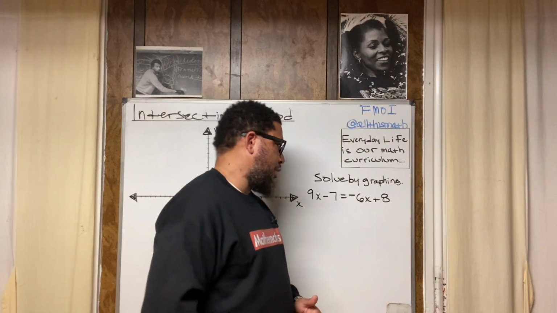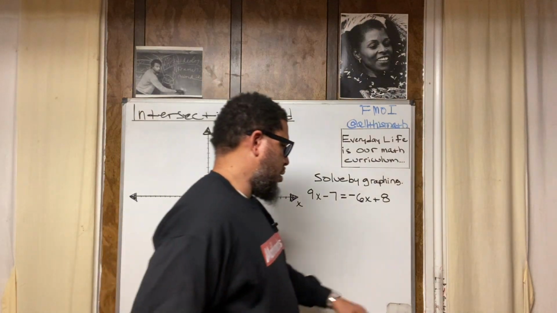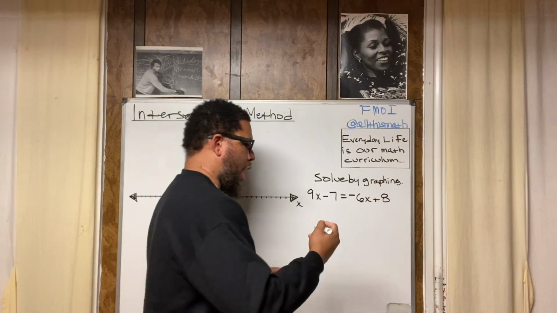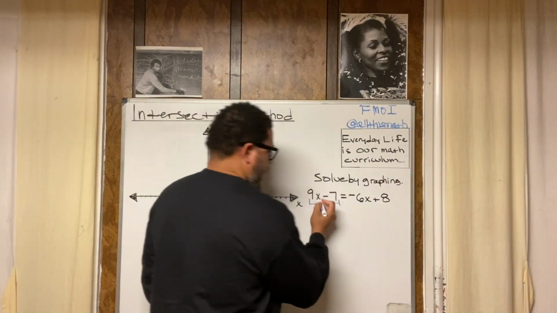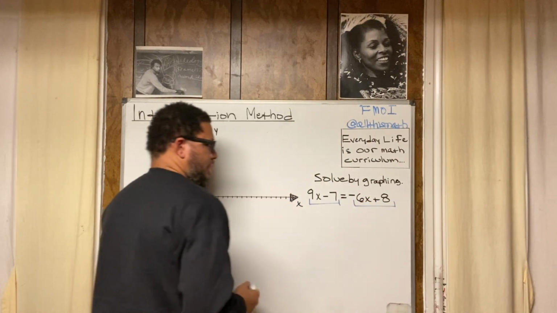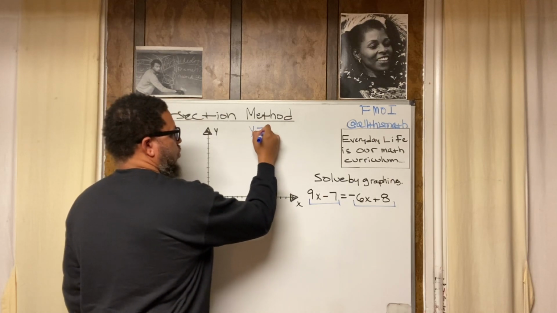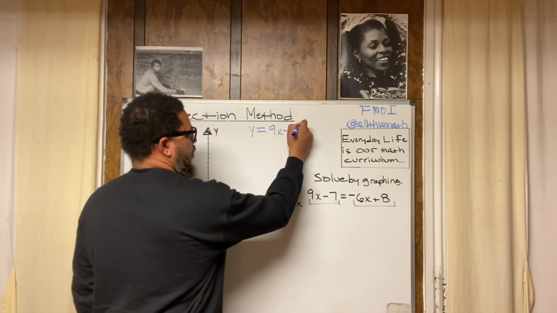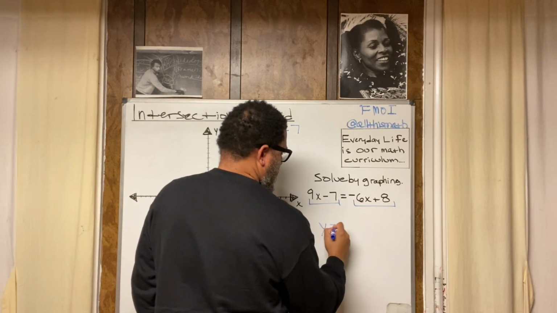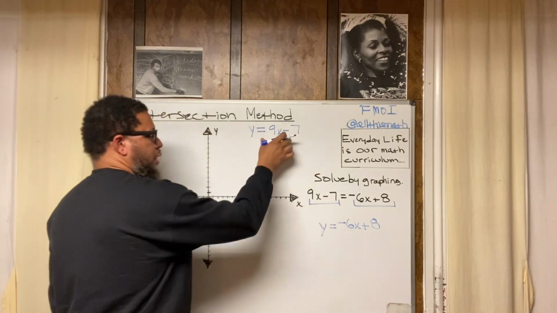So what we're about to do is create two equations, and I'm going to set each of them equal to y. So we're going to have y equals 9x minus 7, and then we're going to have y equals negative 6x plus 8. All right, so I'm going to write those down. I'm going to have y equals 9x minus 7, and then down here, y equals negative 6x plus 8. So these are our two equations.